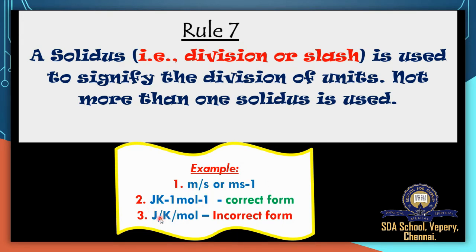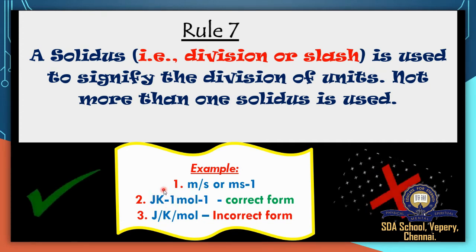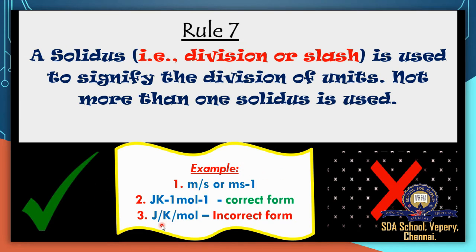If in this third example you have two slashes, like joule per Kelvin per molecule, then this rule states that not more than one solidus is used. So it is an incorrect form. The third example is an incorrect form. It can be written as joule per Kelvin, K power minus 1, mole power minus 1. This is the correct form. Okay, am I making it clear to you? So you should not use more than one solidus in a unit.